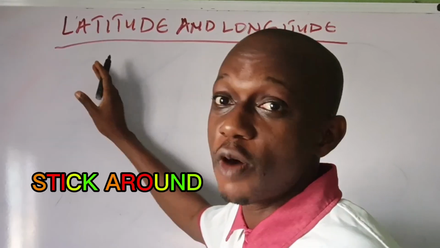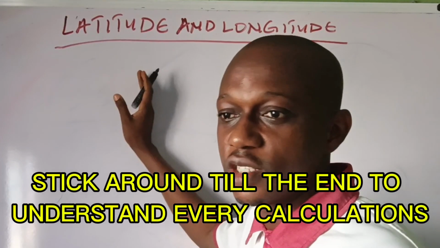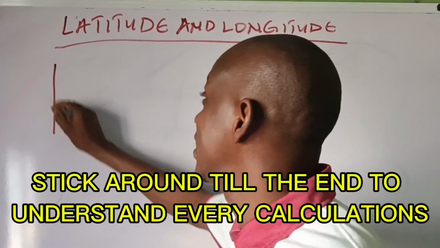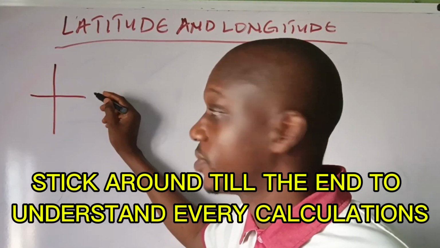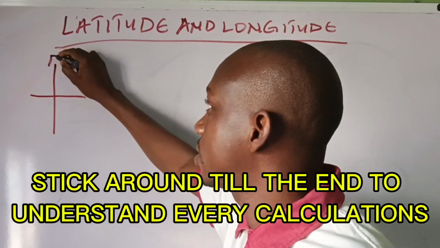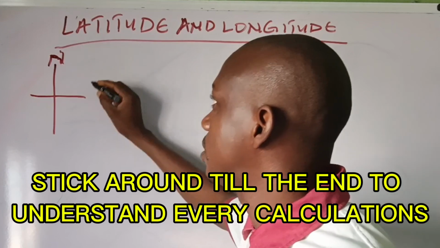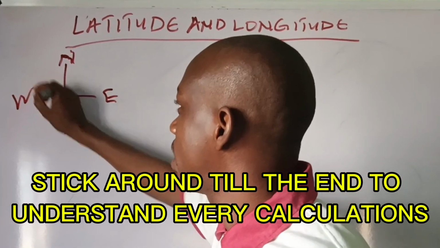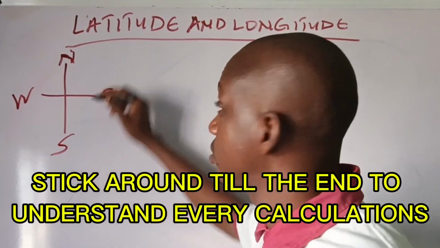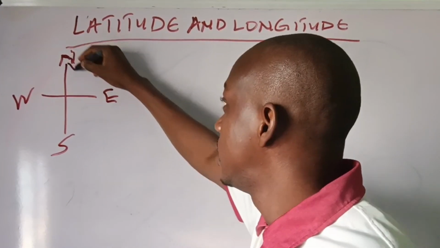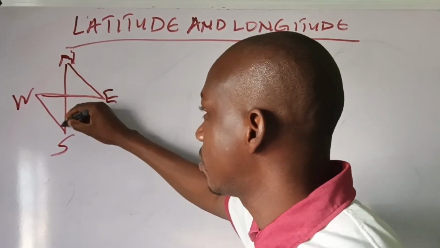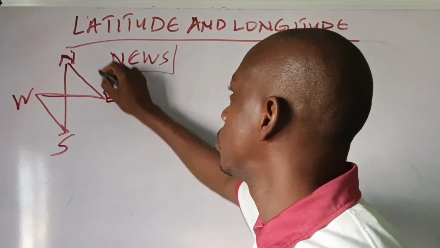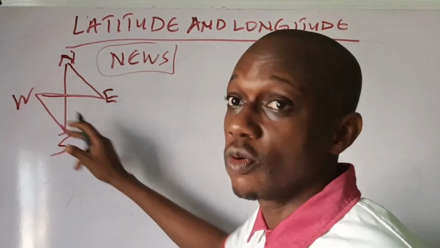Thank you for viewing. Now, before we can understand this, the number one thing you have to bear in mind is to understand the four cardinal points first, where we have the north, the east, the west, and the south. So here we have the news. Are you getting it now? That's the common method to know. News: north, east, west, and south.